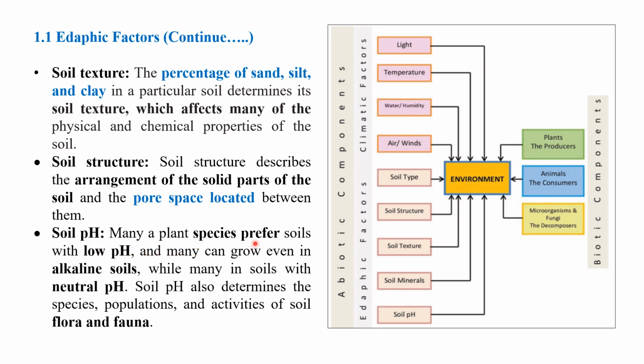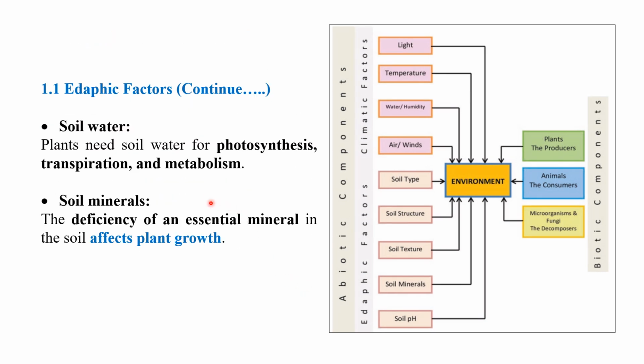Next is the soil pH. Many plant species prefer soils with low pH. Some plants can grow in alkaline soil. Some plants can grow in neutral soil, neutral pH. Soil pH also determines the species, population and activities of soil flora and fauna. Next edaphic factor is the soil water, also called soil moisture. Plants need water for photosynthesis, transpiration, and metabolism. Soil minerals: deficiency of essential minerals in soil affects plant growth.